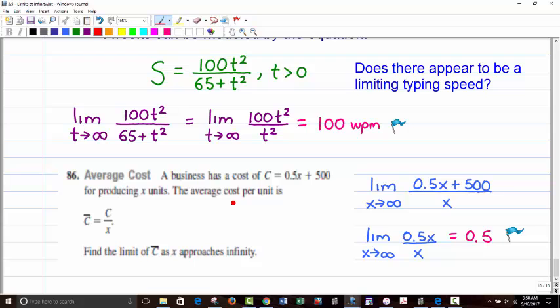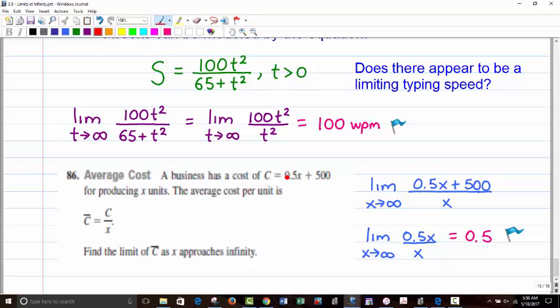All right, here's just a quick little business example. Cost equation for producing x units. Average cost is defined by C over x. You do not have to know that equation; if I were to ask this problem, I would absolutely give you C over x. So it wants to find the limit of C bar, which is what they use for average cost in business classes, as x goes to infinity. So I take 0.5x plus 500 divided by x, and we only have to work with the largest power, so it's 0.5x over x equals 0.5. That would be your average cost.